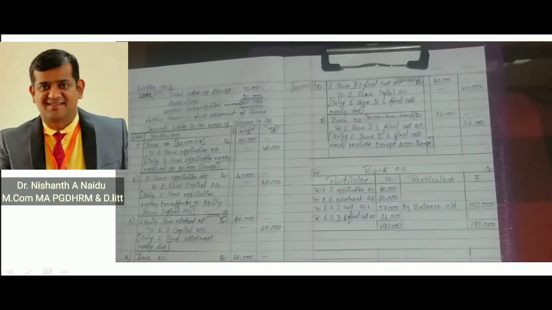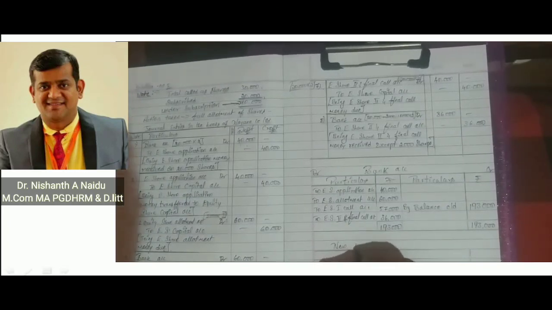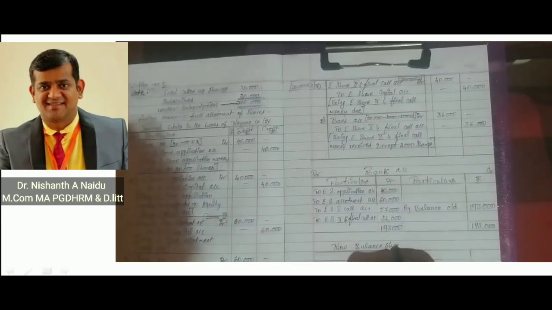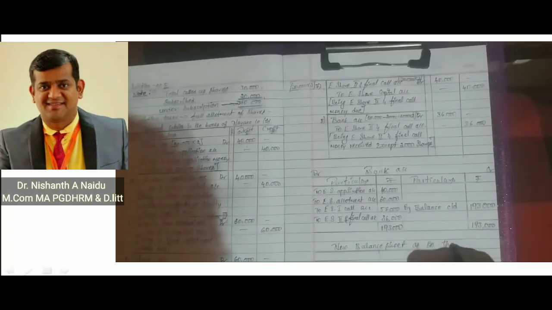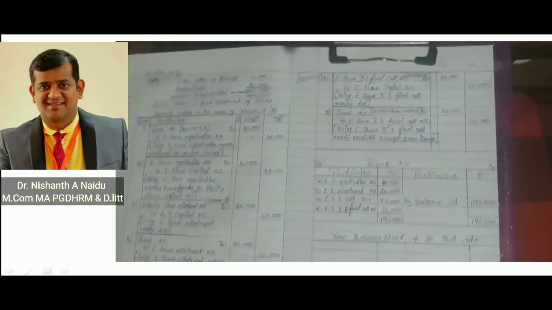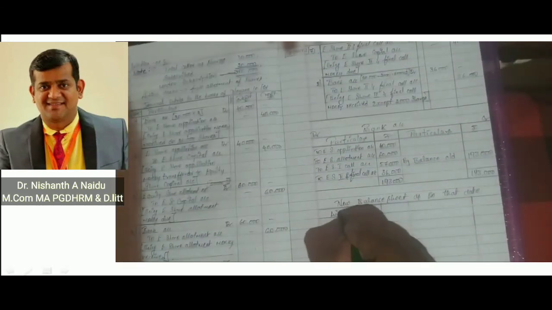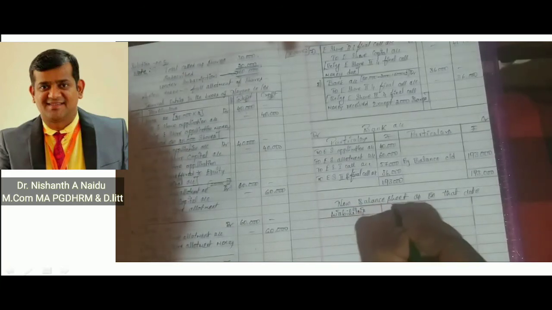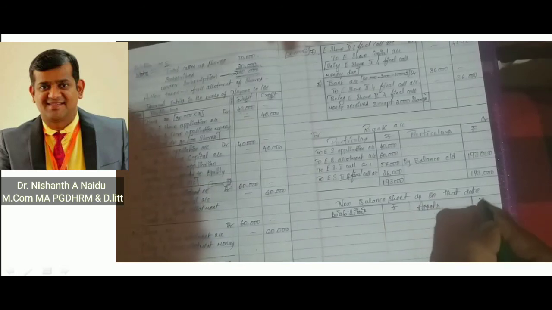Okay, so now I'm preparing a new balance sheet as on that date. I'm ready with the table. So table content is liabilities, rupees, assets and rupees.